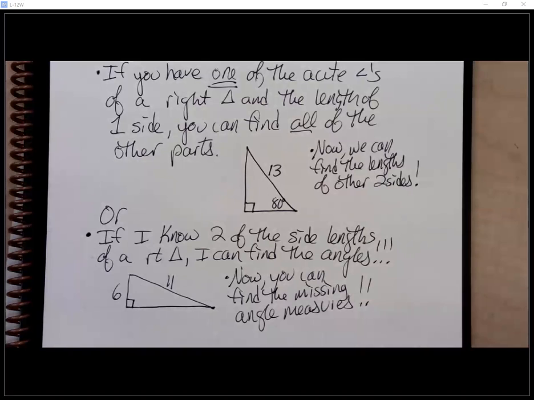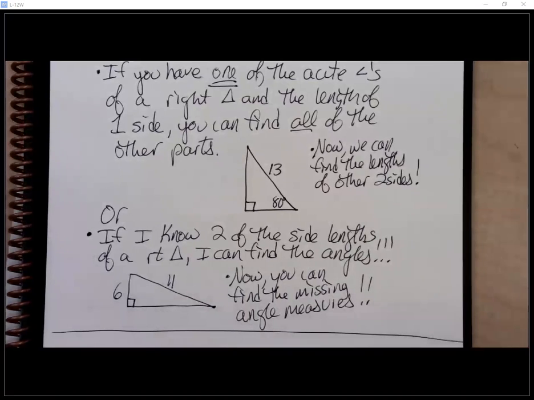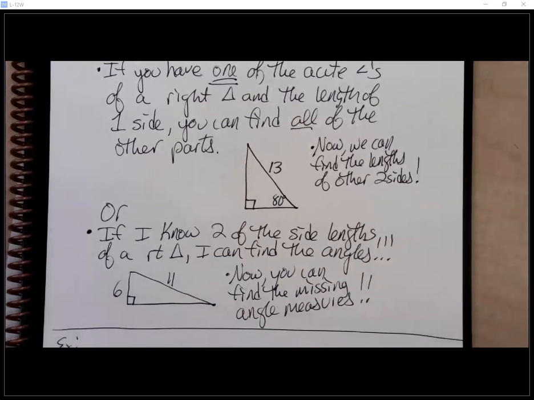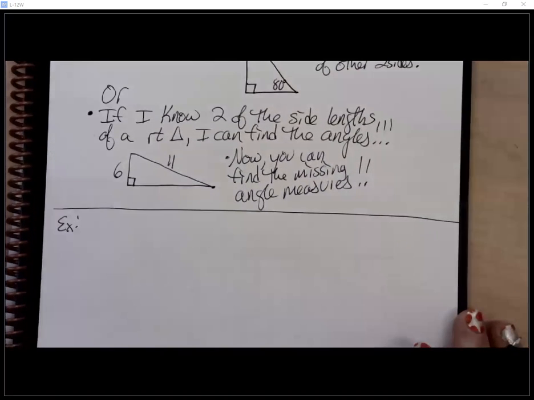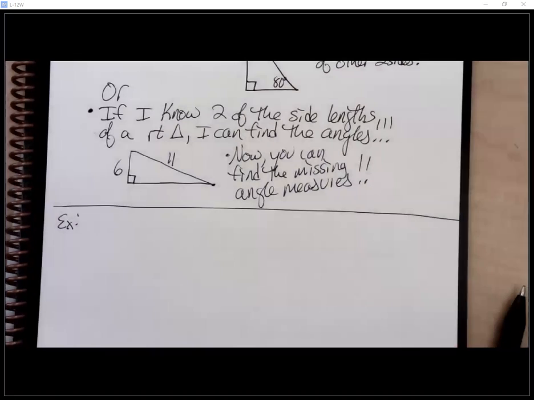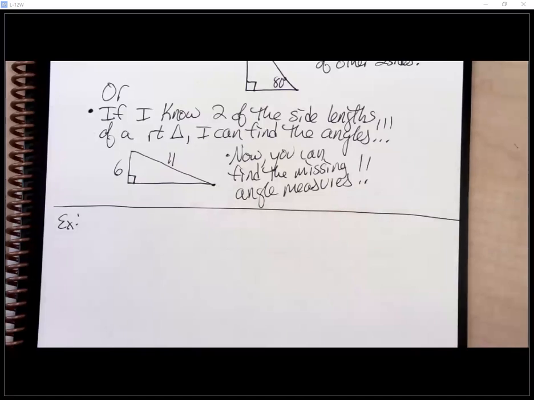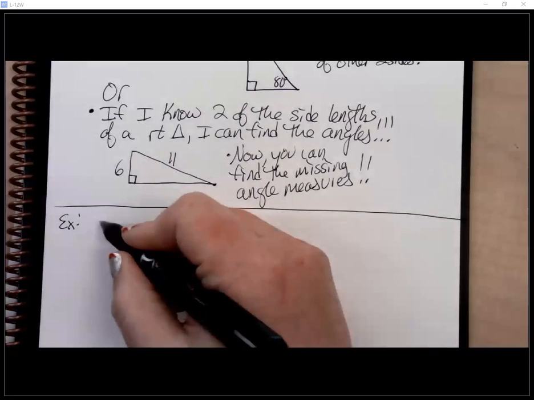So let me show you a couple of examples of the first skill. You are all going to need at least a scientific calculator. Do you have one? Go grab one if you don't have one. You can use graphing too if you want, but you need a calculator that has the sine, cosine, tangent buttons on it. So I'm going to do the example up at the top that I started.